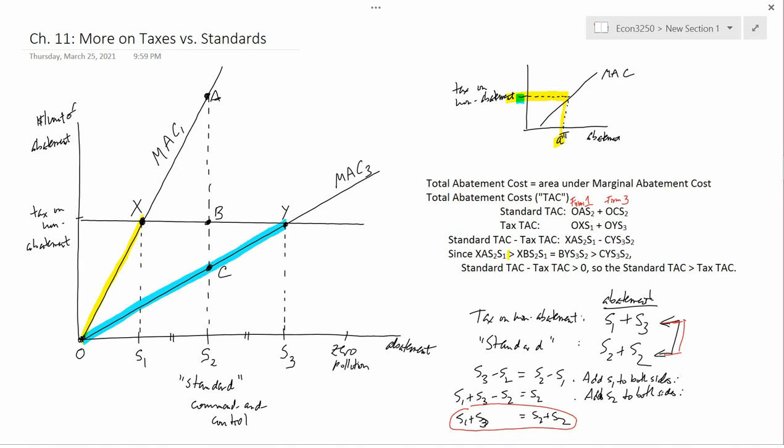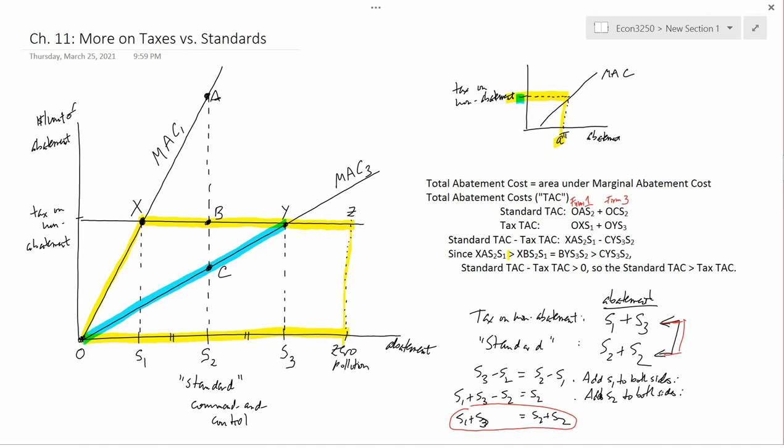The whole picture includes both abatement cost and taxes. The amount of taxes that firm one pays, since it only abates S1, is the area under the tax line from S1 all the way to the zero pollution level. So firm one is paying, maybe I'll enclose the entire area, firm one is paying all of this. The area under OX is an abatement cost, and the area under XZ are the taxes.